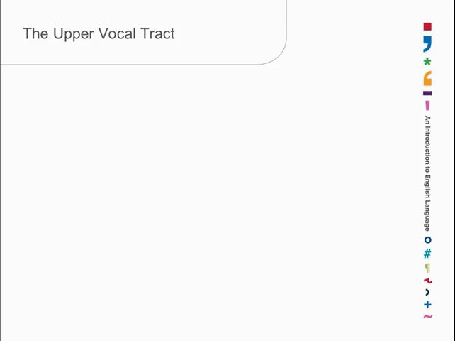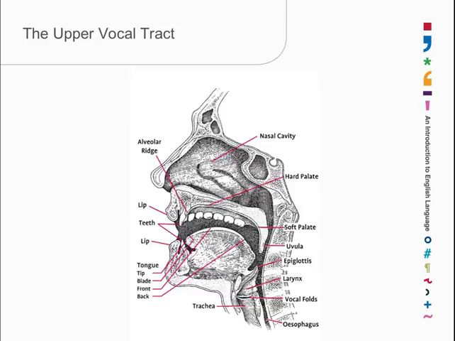Well, what does that look like when we look at it more closely? Well, here's a mid-sagittal section, rather more anatomically correct. It's not just a diagram, it's closer to the facts. And this is just the front of the bottom bit of your head. And now we can see a lot more detail.